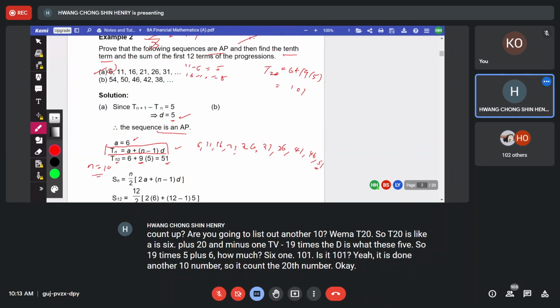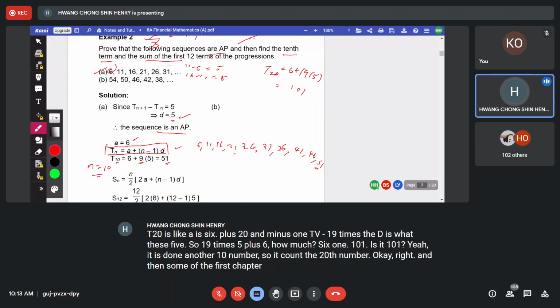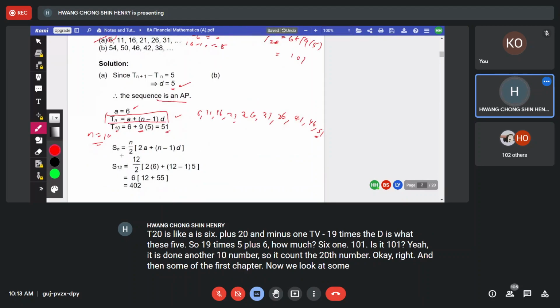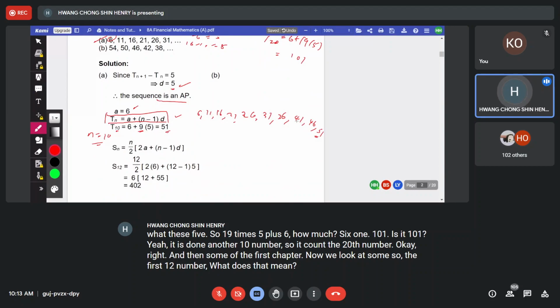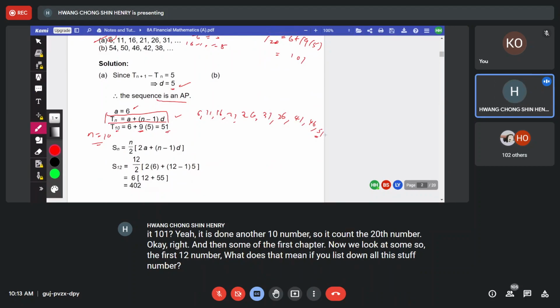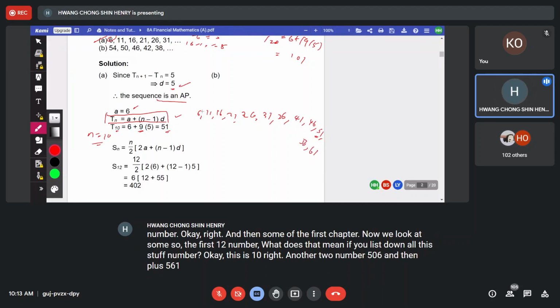Okay. And then the sum of the first 12 terms. Now we look at sum. The first 12 numbers, what does that mean? If you list down all these 12 numbers, this is 10, another two numbers, 56, and then plus 5, 61. You list down one by one, use a calculator, add it up. Do you get 402? Yes, you try and see.